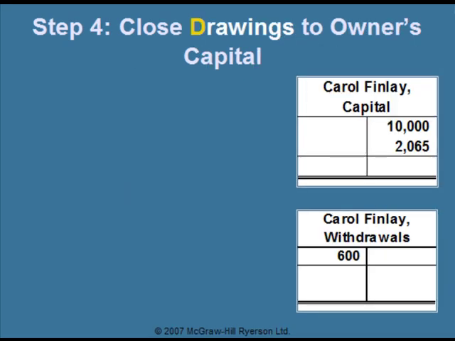The last step in the closing process is the D in READ, and the D stands for draws or withdrawals by the owner. We have to close that withdrawal account out to zero, so we're going to take the $600 and we're going to put it up in this capital account. In order to close this temporary withdrawal account, we have to do the opposite of what's in there already. It's a debit now. We're going to credit this account for $600 in order to make it zero. If we credit the withdrawal account, we're going to debit the capital account for the same amount. So our journal entry would be a debit to the capital account for $600 and a credit to the withdrawal account for $600.